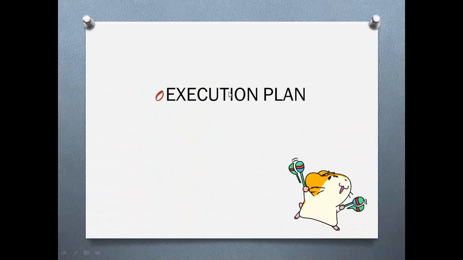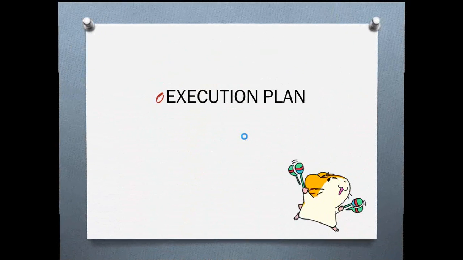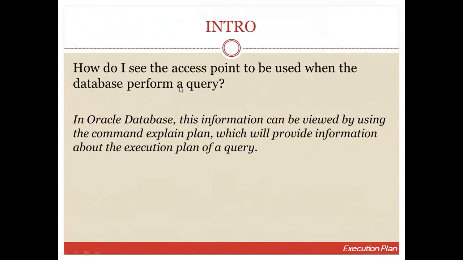And subject number 2, execution plan. Introduction. How do I see the access point to be used when the database performs a query? In Oracle database, this information can be viewed by using the command explain plan, which will provide information about the execution plan of a query.